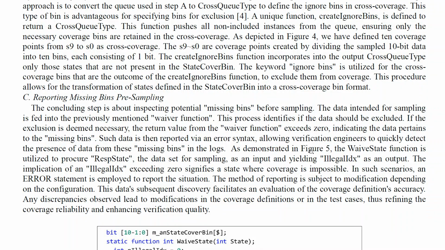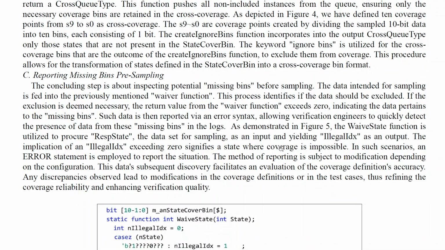As a demonstration in Figure 5, the waiver state function is utilized to process the response state, taking the dataset for sampling as an input and yielding the illegal IDX as an output. An illegal IDX exceeding 0 signifies a state where coverage is impossible. In such scenarios, an error statement is employed to report the situation. The method of reporting is subject to modification depending on the configuration.